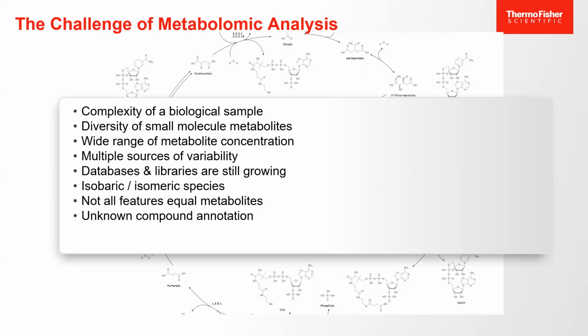That's going to affect what kind of instrumentation you're using or the type of column you're using as well. You have isobaric and isomeric species. Usually those will elute at the same time in a column. So picking your proper column chemistry is going to help with that particular challenge. And then you have that not all features are equal metabolites, which is kind of like saying everybody in this room is the same as well.